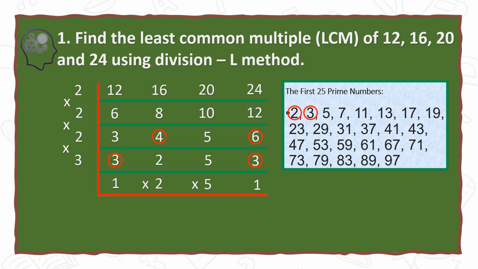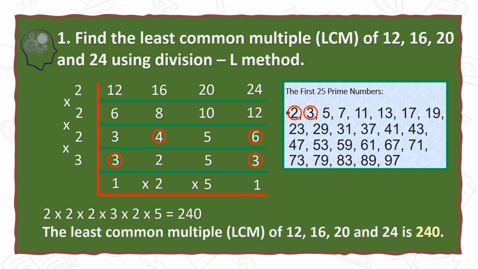Okay? Even if we skip 1, it doesn't matter. Any number multiplied by 1 is still the same number. And if you want some multiplication techniques, 5 times 2 is 10, 10 times 3 is 30, times 2, 60, times 2, 120, times 2, 240. And 240 is the LCM or least common multiple of 12, 16, 20, and 24.